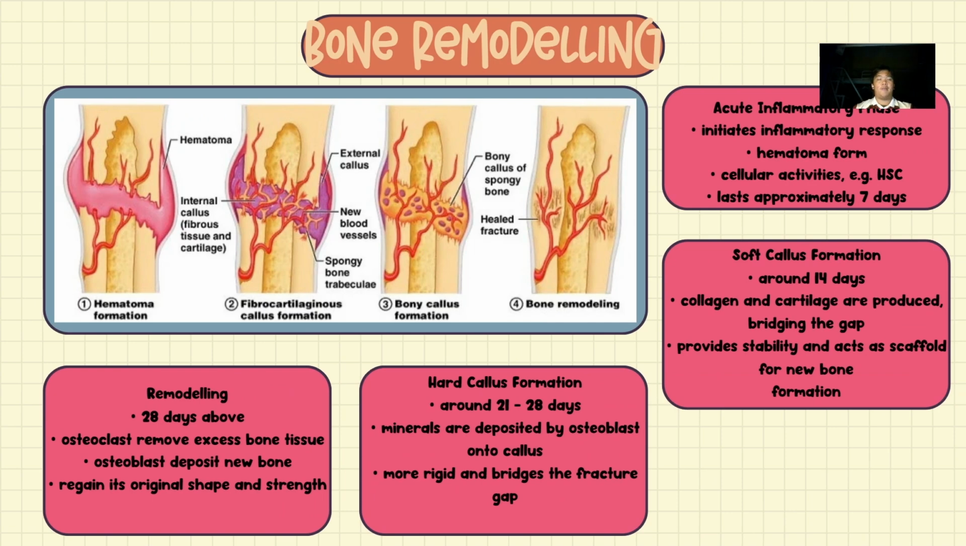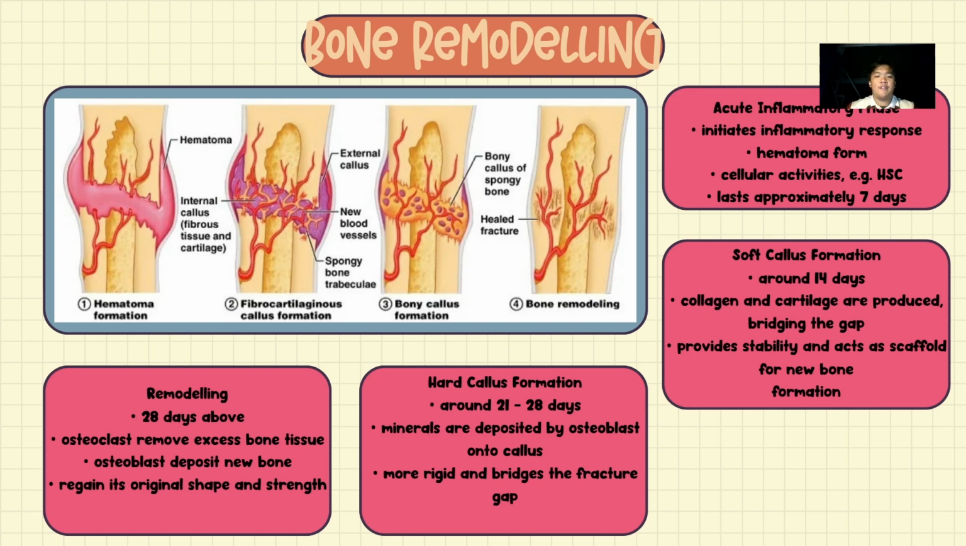The next biochemical process in our body is bone remodeling. There are a few steps here, and it occurs when our bone is broken. First is hematoma formation, where an inflammatory response is initiated and a hematoma forms. The cellular activity is hematopoiesis in stem cells, and it occurs around day 0 to day 7. Next, around day 7 to day 14, a soft callus will form. Collagen and cartilage are produced and bridge the gap, provide stability, and act as scaffolding for new bone formation. During this time, blood vessels begin to invade the callus that has formed, and the hematoma is slowly reduced by macrophages.